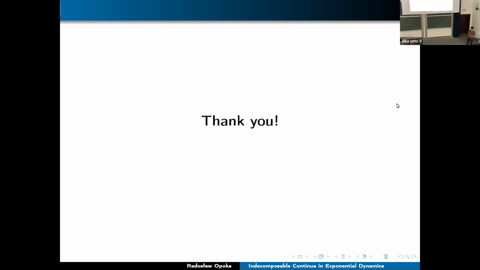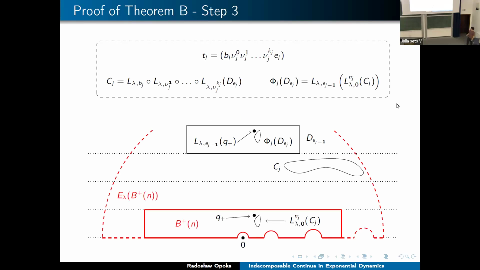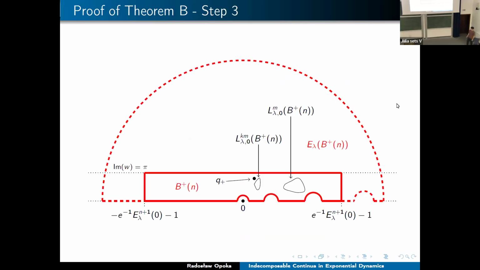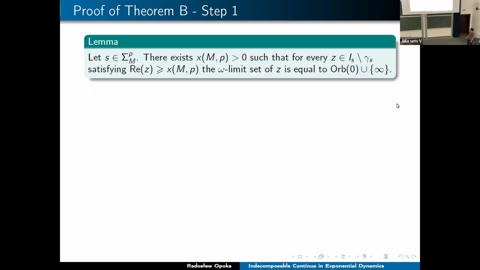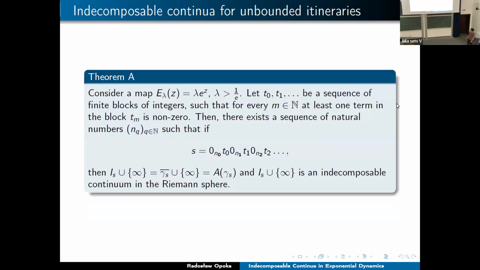Are there any questions or comments? I have a question. So, if I understood you correctly, you can prove the existence of indecomposable continua for the linear growth of itineraries. Yes. What about something slightly faster? So, quadratic growth, polynomial, exponential.